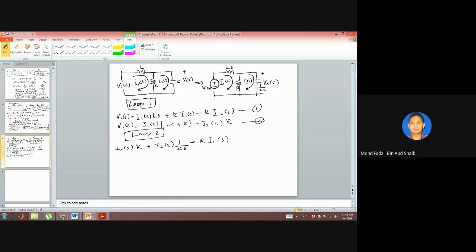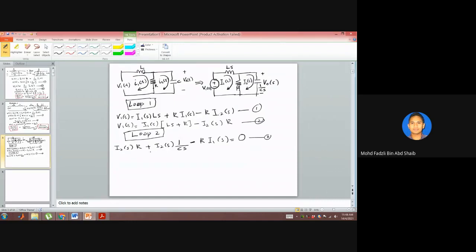Then equal what? Is it VOS? No. This circulation is like this. I2S times R plus I2S times 1 over CS, then we consider the other side, minus I1S times R equal 0. It's not equal VOS. Okay, this is equation number 3.